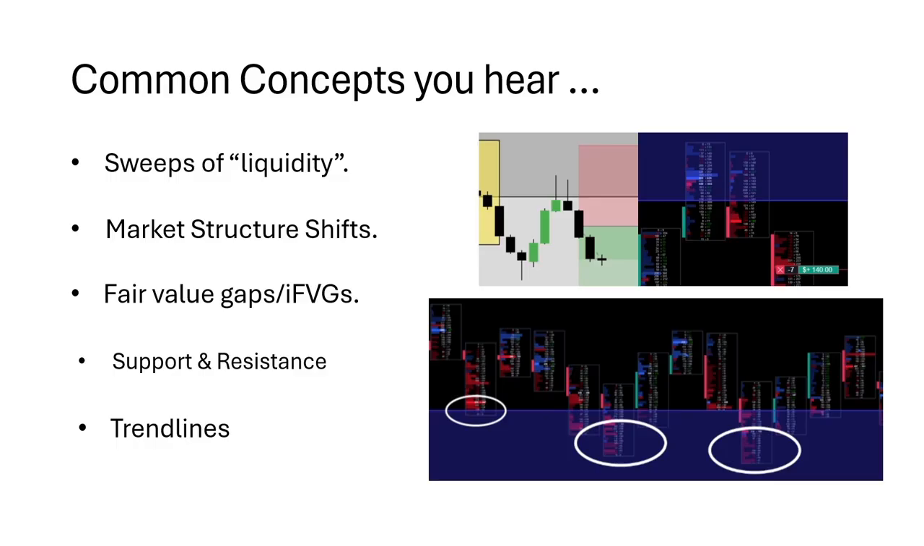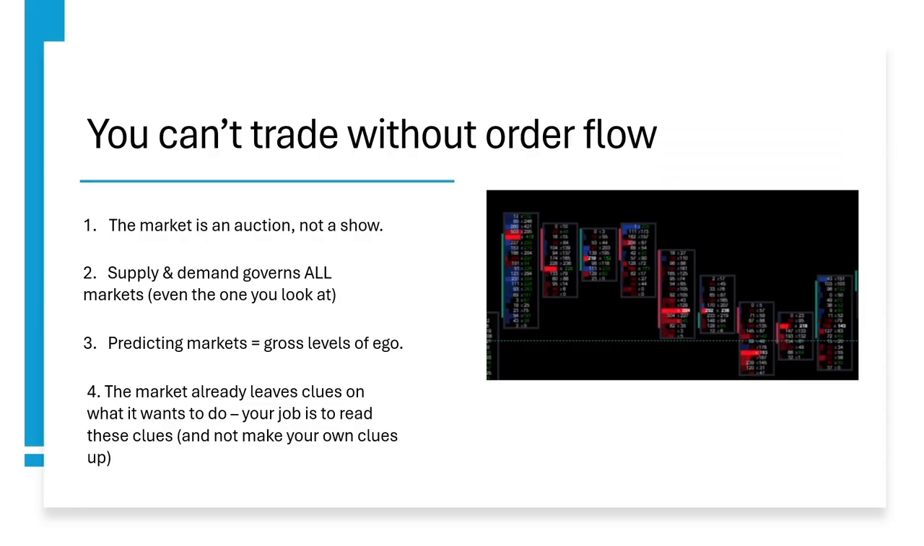It's not any of these things. It's not the lines you draw, the sweeps you look at, the shifts you look at. It is simply an auction based off supply and demand, right? So the auction helps you read where supply and demand levels are. So predicting the markets, as opposed to understanding how to read them, is grossly egotistical, right?